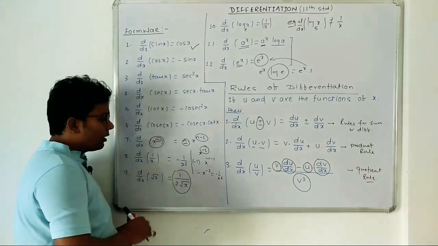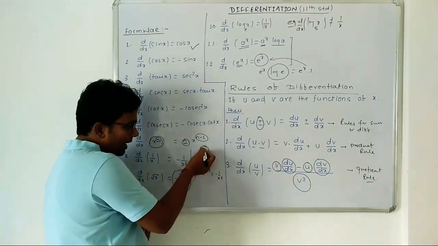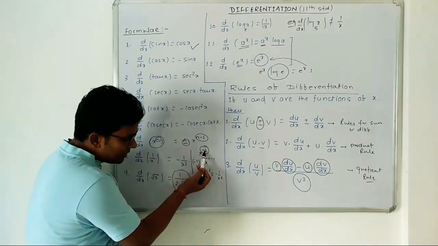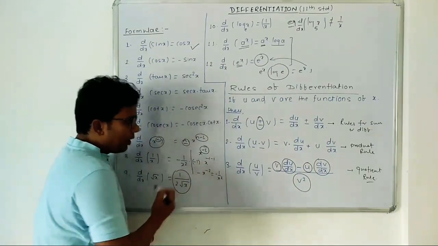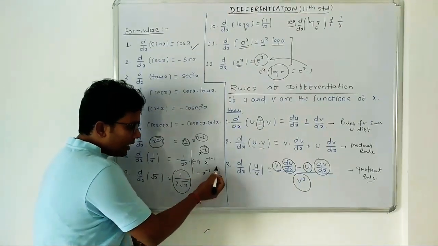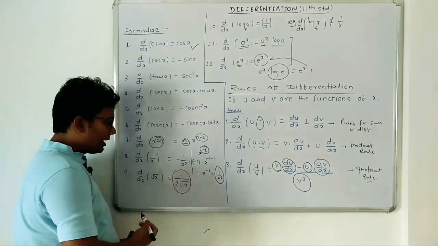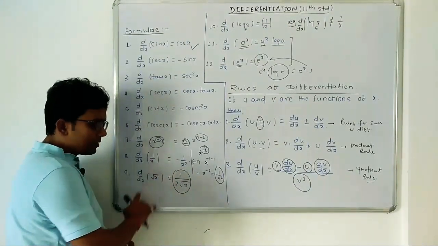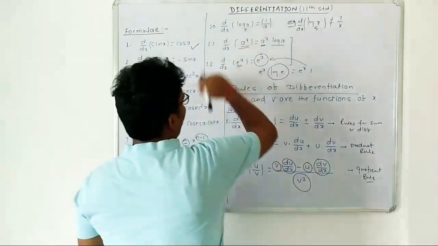Similarly, this is also an algebraic function, 1 by x. So can we write 1 by x as x raised to minus 1, right? So x raised to minus 1. What will happen? This minus 1 will come in the multiplication and its power will get reduced by 1. So it is minus 2. So minus x raised to minus 2. So that is minus 1 by x square. Correct. So this is the derivative of 1 by x. Similarly, in the same way we have derived the derivative of root x as 1 by 2 root x. Next, coming on logarithmic function.